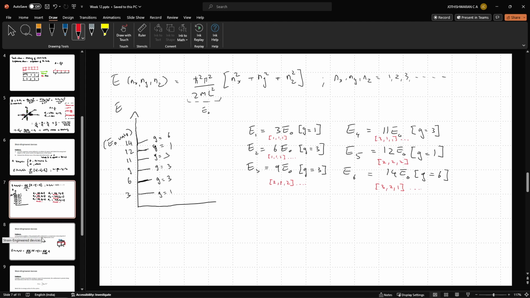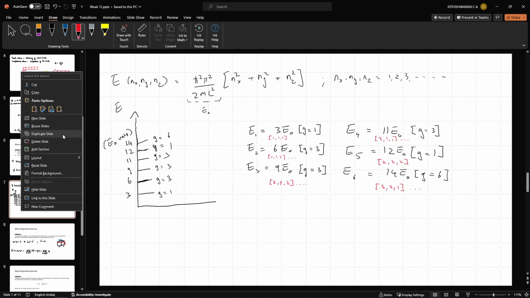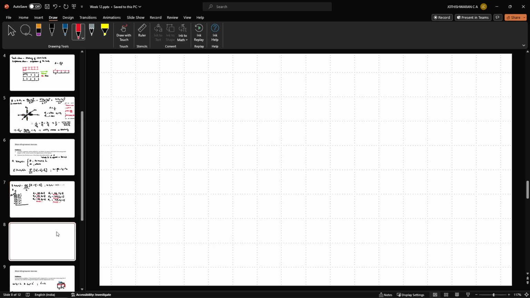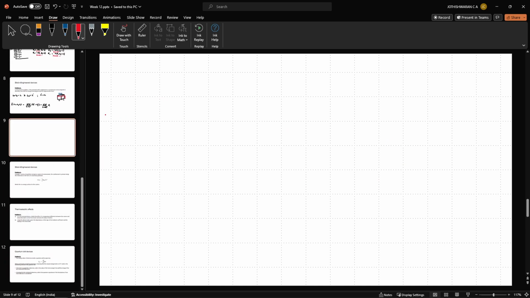Now what will essentially happen for this new system? So again, the energy level diagram and the degeneracies have to be plotted. So how do we go about it? We go about it in the same way as before.